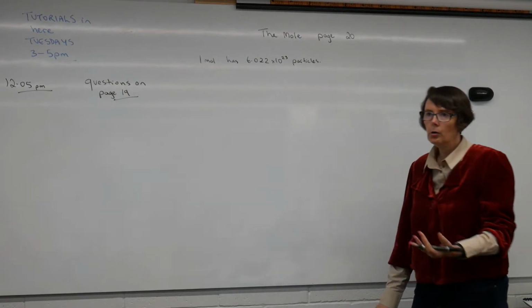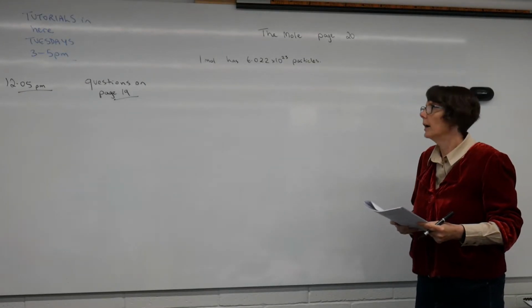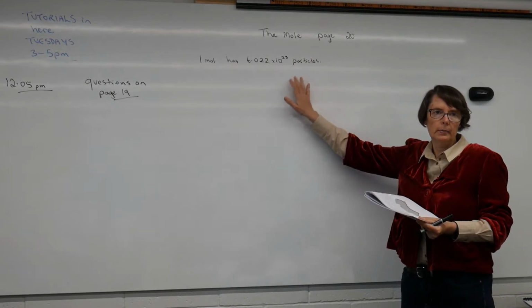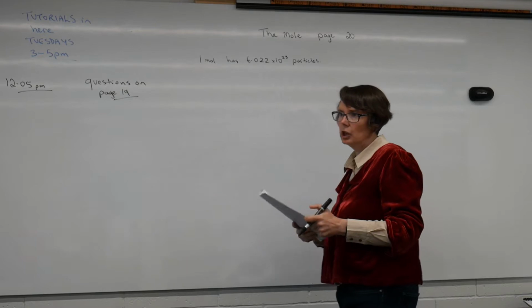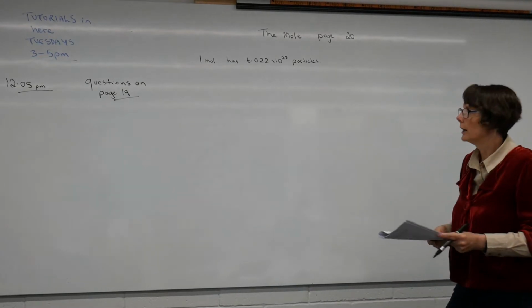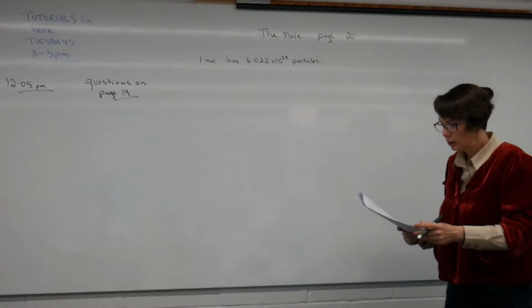So the mole is like the word dozen. It's a shorthand way of representing this many pieces. It could be grains of rice, it can be chairs, it can be more likely to be atoms or molecules.